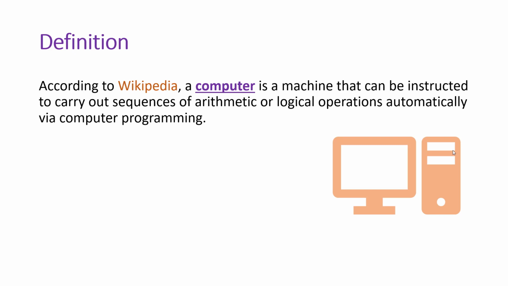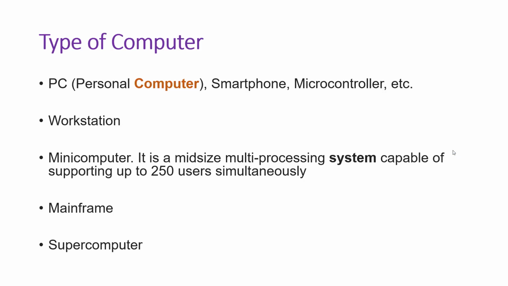First, computer. According to Wikipedia, a computer is a machine that can be instructed to carry out a sequence of arithmetic or logical operations automatically via computer programming. We have several types of computers, and as we already know, even our smartphones are computers. First of all we have the PC, personal computer, which we usually see at home. A laptop will also be counted as a PC.